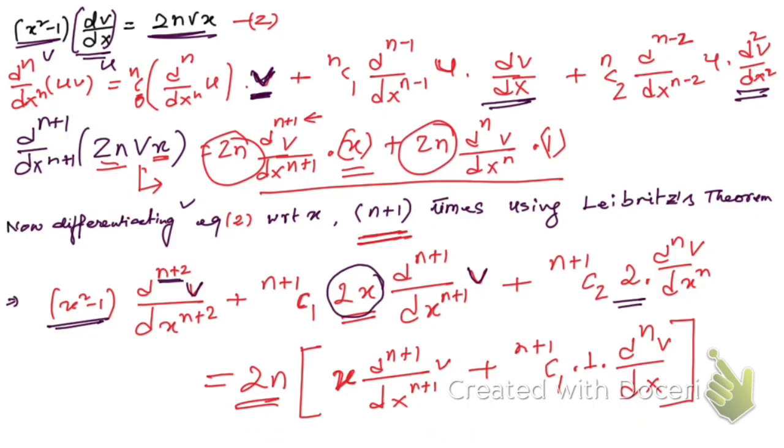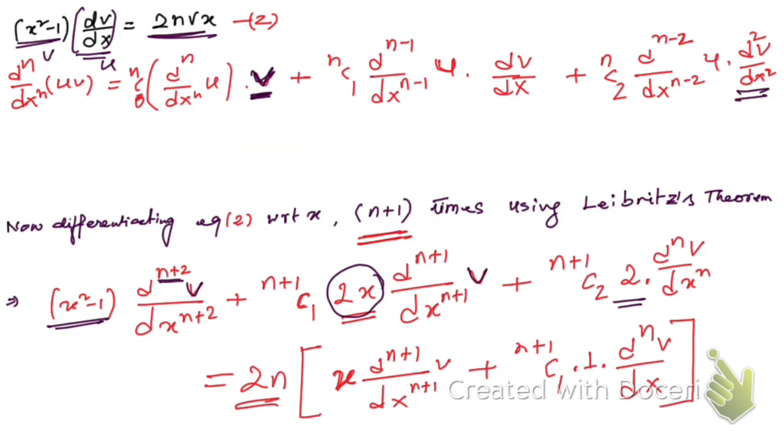And one more thing here, I forgot to mention this n plus 1 c1. Okay, so n plus 1 c0 is 1, sorry, that's why here we don't mention that. Hope you have understood this. So that's how we have got this. Okay, so now just give me a second.